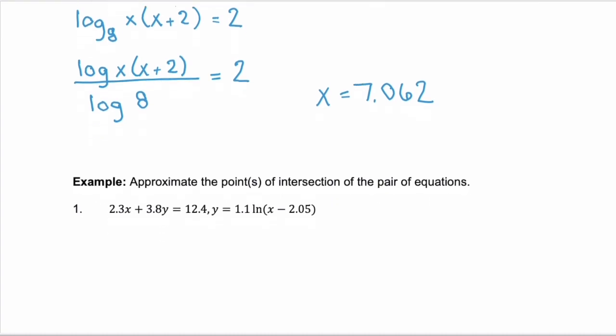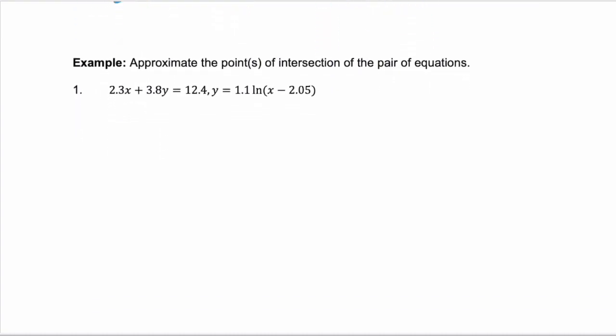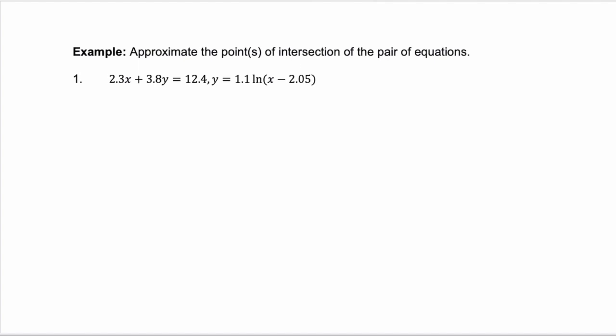Let's look at another example where we have to use our graphing calculator to approximate the point or points of intersection. Notice we have two separate equations. Sometimes they look like they run together. They're not. These are two separate equations. The first, this is technically a line, right? But we need to get that y by itself in order to enter it into our graphing calculator. Let's subtract 2.3x from both sides.